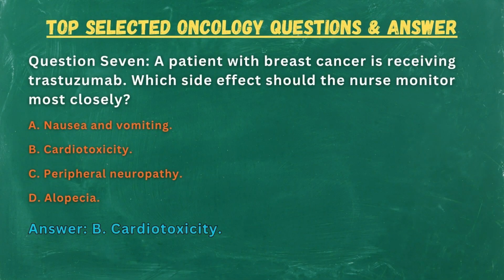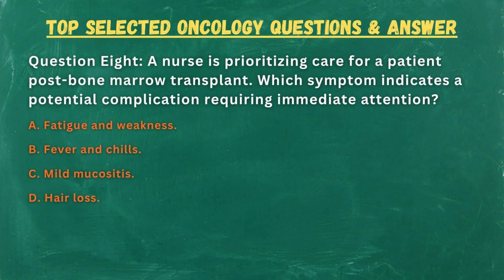Answer. B. Cardiotoxicity. Question 8. A nurse is prioritizing care for a patient post-bone marrow transplant. Which symptom indicates a potential complication requiring immediate attention? A. Fatigue and weakness. B. Fever and chills. C. Mild mucositis. D. Hair loss.